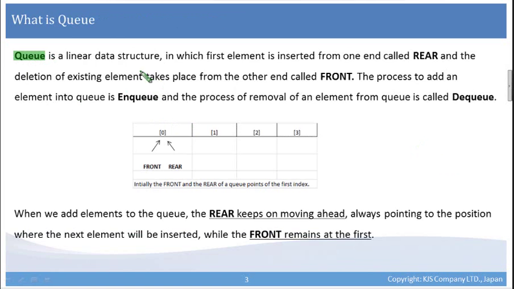Queue is a linear data structure in which the first element is inserted from one end called rear, and the deletion of an existing element takes place from the other end called front. The process to add an element into a queue is enqueue, and the process of removal of an element from a queue is called dequeue. So when we add an element to the queue, the rear keeps on moving ahead, always pointing to the position where the next element will be inserted, while the front remains at the first.